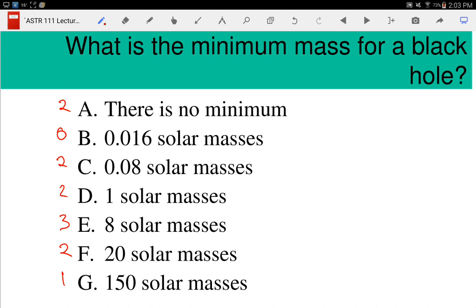If it's going to form naturally, you have to have enough mass to crush through everything, and that's somewhere around 3 to 4 solar masses. So for a star to die and become a black hole at death, it has to be 3 to 4 solar masses.